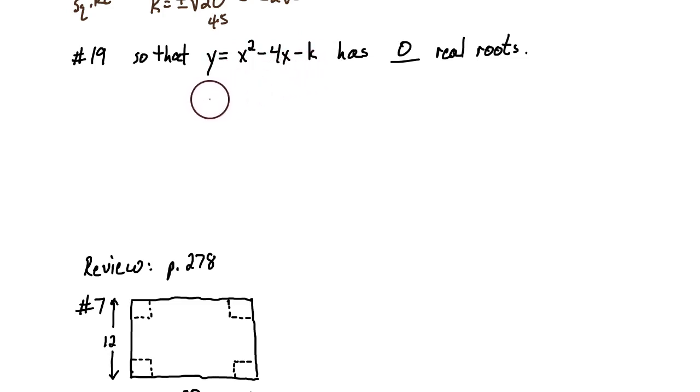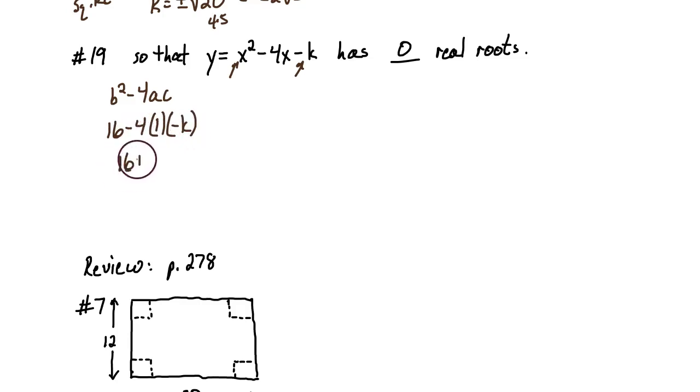This is about the nature of the roots, so let's use the discriminant. The letter b is -4. So -4 squared is 16. The letter a is that first coefficient, a 1. The letter c is the constant term, which in ours is -k. Let's simplify this. This makes 16 plus 4k.